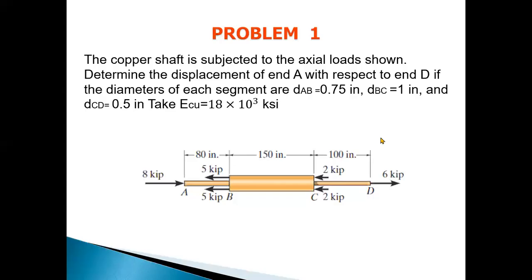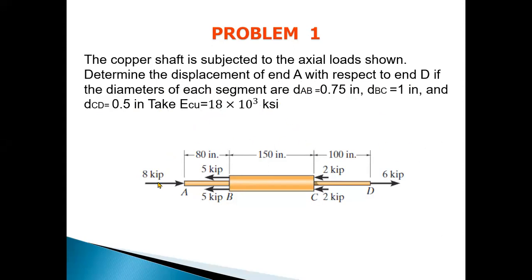So start with problem number one. A copper shaft is subjected to axial load as shown. Determine the displacement of end A with respect to end D if the diameter of AB is 0.75 inch, diameter of BC is 1 inch, and diameter of CD is 0.5 inch. And assume E copper, modulus of elasticity of copper, is equal to 18 into 10 raised to the power 3 ksi.